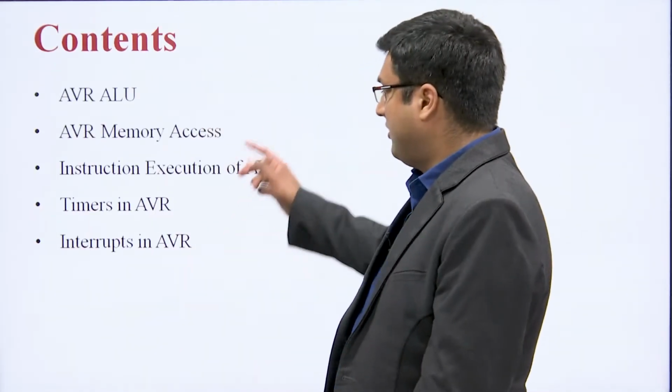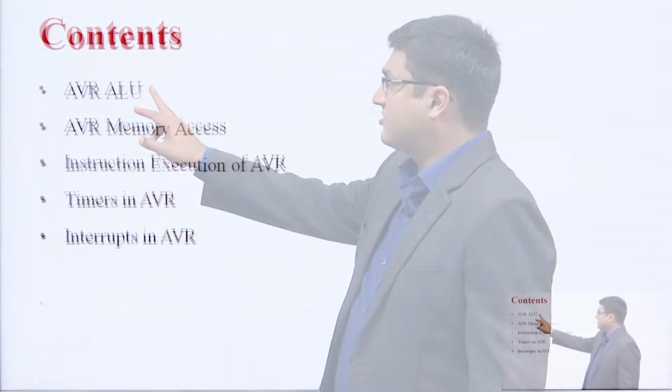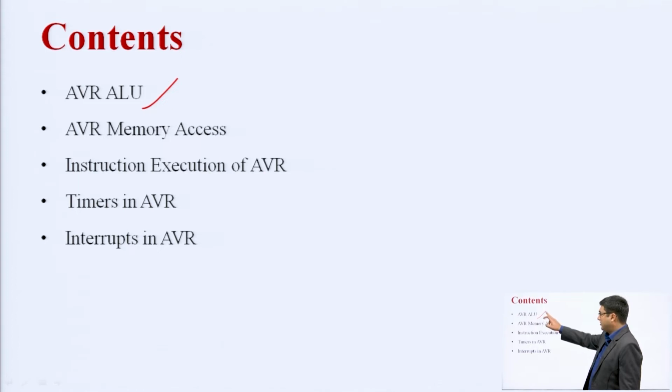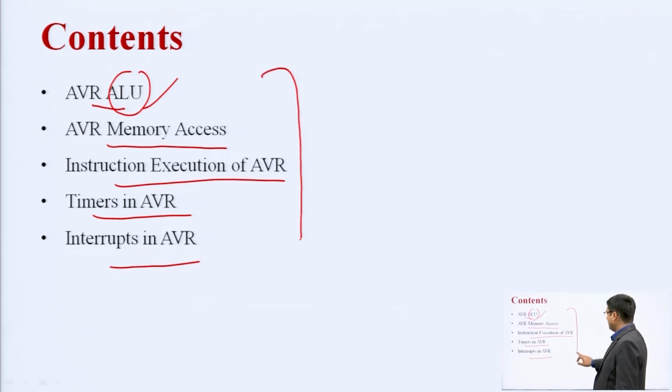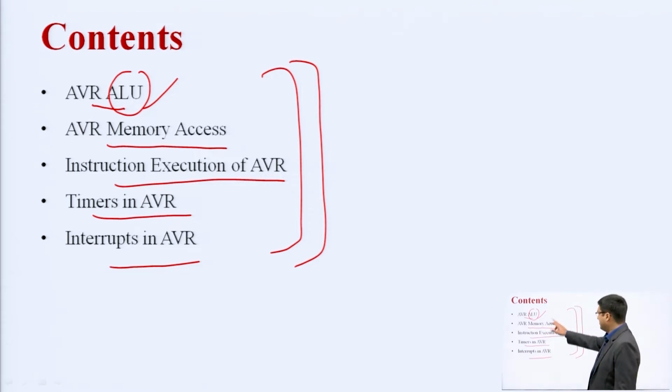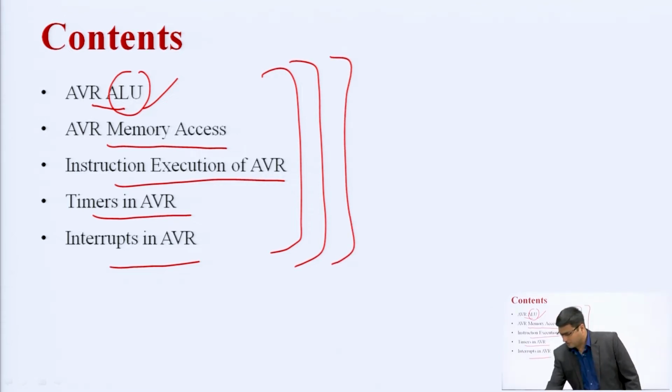In part 2 we will discuss the various applications of AVR, and some more things about the AVR microcontroller. This is the table of contents for today's lecture: the AVR ALU, the arithmetic logic unit that we see in the block diagram or architecture of AVR, AVR memory access, instruction execution of AVR, timers in AVR, and interrupts in AVR. So we will cover the total explanation of the AVR in this lecture.